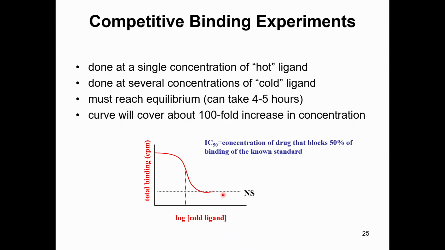And so you can actually quantitate this, and you can see that as you add more and more cold ligand, less radiolabeled ligand is retained. These competition experiments with a mixture of radiolabeled and unlabeled ligand are a great way to develop KDs, and it's even more accurate. And you can develop this term called IC50. That's the concentration of a drug that blocks 50% of the binding to a known standard.